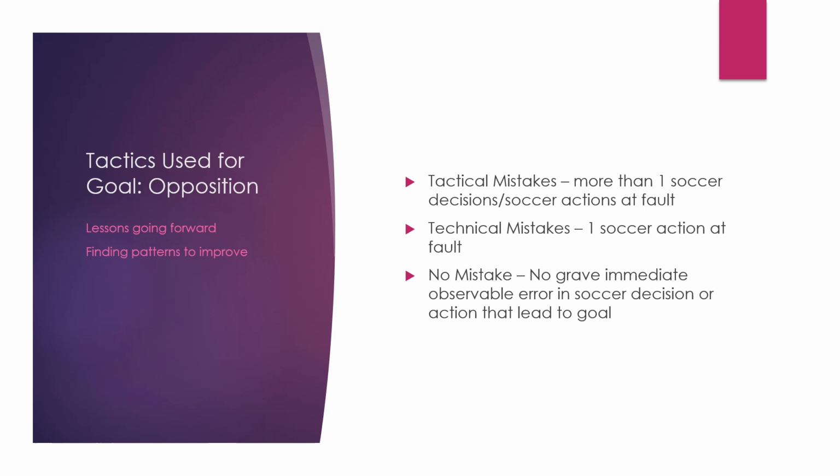So we're going to try to figure out why these goals happened, looking at the clips and the actual game footage. And I broke it down to a tactical mistake. That means that more than one soccer action or decision was at fault, and that could be from one player or from multiple players. A technical mistake, meaning that the soccer decision at the point of importance was correct. It was the soccer action that let the person down.